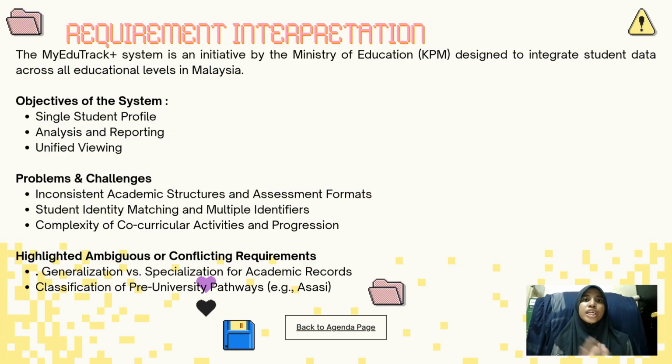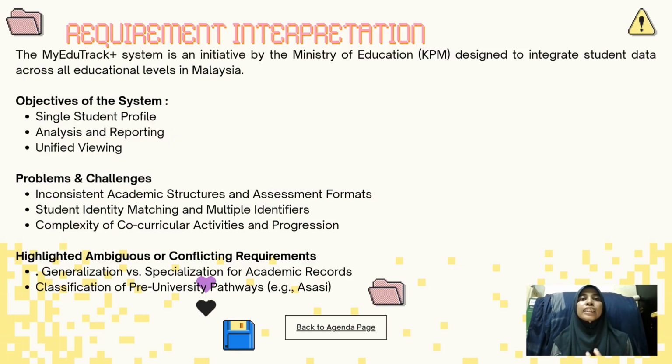And also number three is complexity of co-curricular activities and progression. Schools focus on structured categories such as club, sport, and uniform bodies, with internal scoring, roles, or descriptive achievements, while universities track complex activities like student leadership, international mobility, and community engagement. And then some institutions record everything formally for the transcript, while others do not capture informal activities in a structured database.